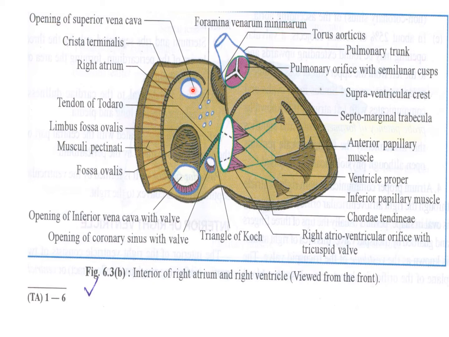Example, what comes in the upper half? Head and neck region, face and upper limb. So all this part, the deoxygenated blood comes where? Through the superior vena cava into the right atrium. Then where is the inferior vena cava?